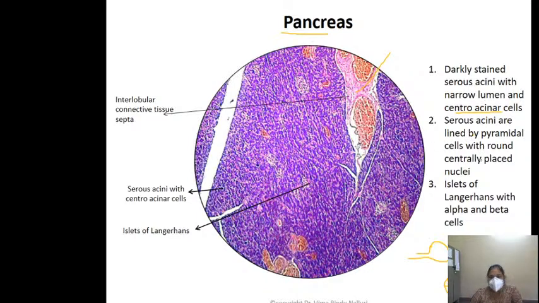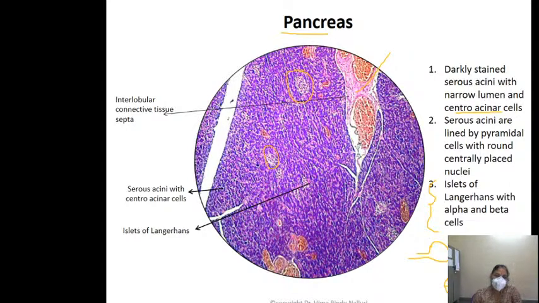Then the serous acini are lined by pyramidal cells with round centrally placed nucleus, and you see the islets of Langerhans. In the islets of Langerhans you see a number of capillaries, sinusoids here, and surrounding these you see the alpha cells and the beta cells, which secrete the glucagon and the insulin. These are the pale stained islets, which are not capsulated, and these are called the islets of Langerhans, which is the endocrine part of the pancreas.